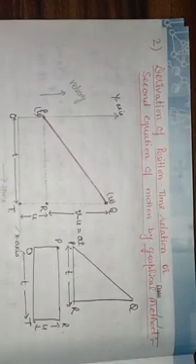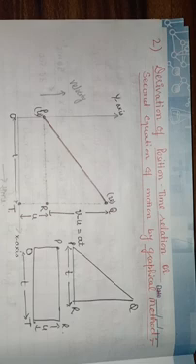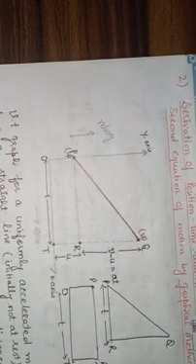Students, in our previous lecture or video, we have studied the derivation of the first equation of motion by graphical method. Today we are going to study the derivation of the second equation of motion by graphical method, or we call it the position-time relation. So first of all we will draw the graph.